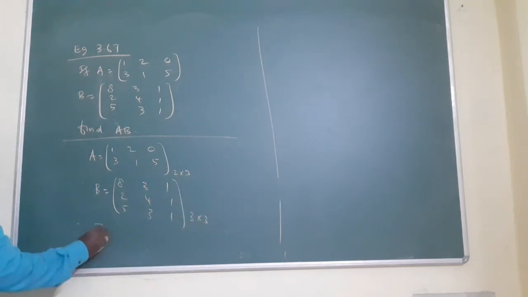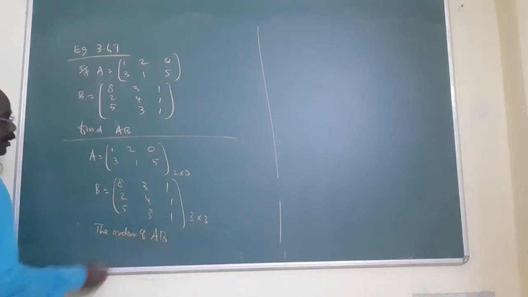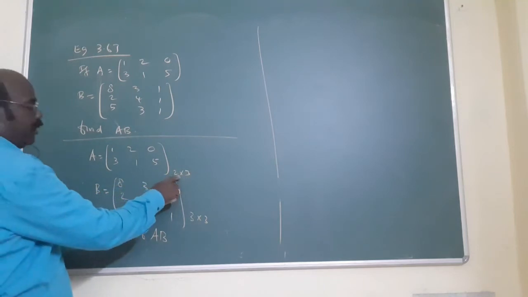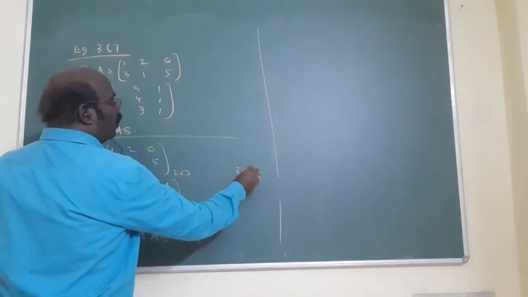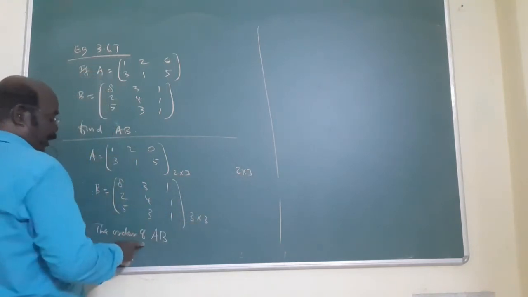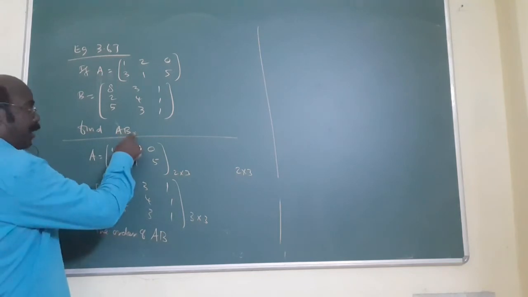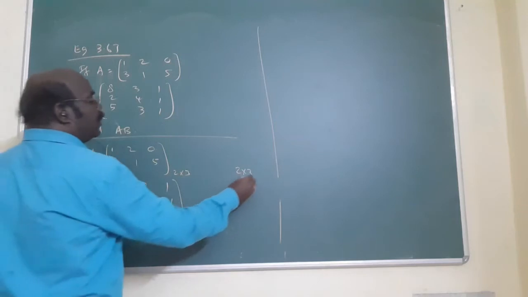Therefore, the order of AB. A's order is what? 2 cross 3. Am I correct? First, what is AB asking? That's why we come to A first, 2 cross 3. B's order is what? 3 cross 3.